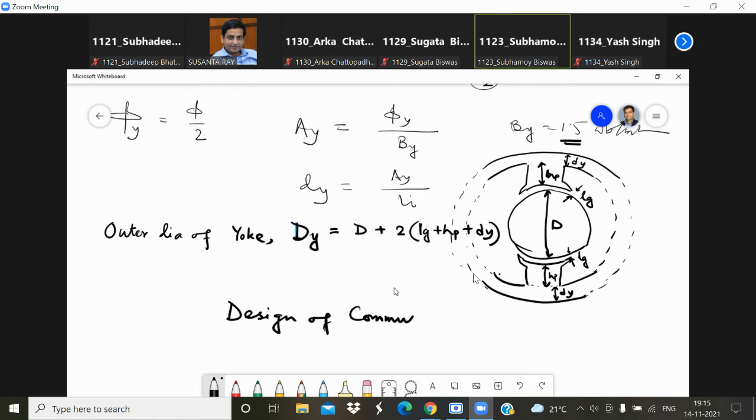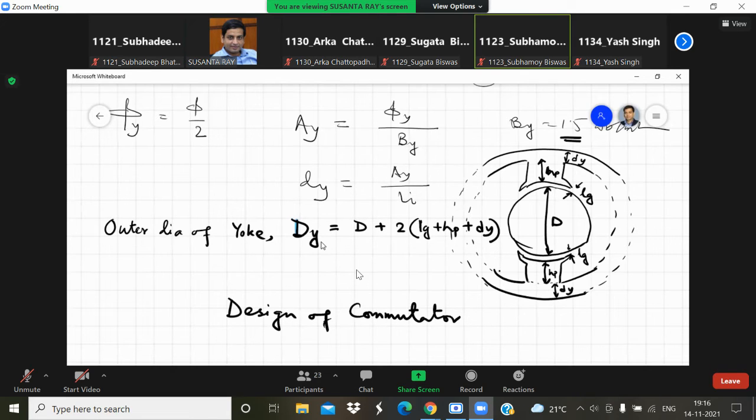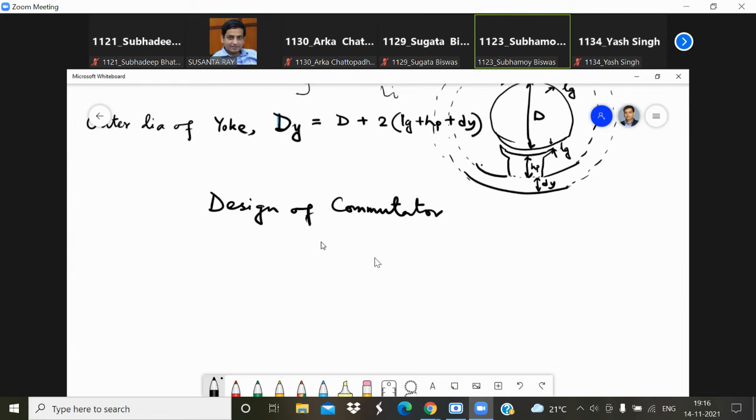Sir, for 220 kilowatt machine, I'm getting outer diameter as 617.9 millimeter. What is the diameter you have got? Sir, 617.9, outer diameter of yoke. No, the main dimension, main diameter I'm asking. Sir, 373. Yes, sir.